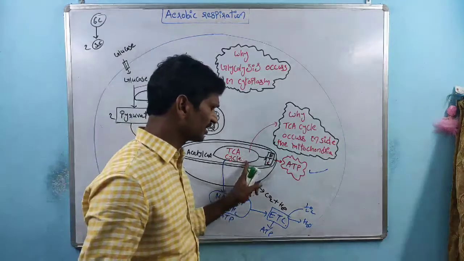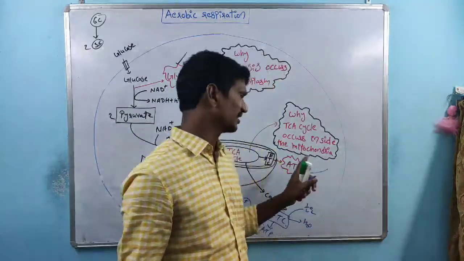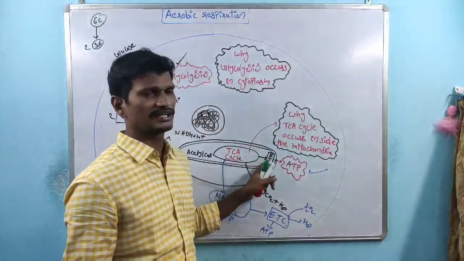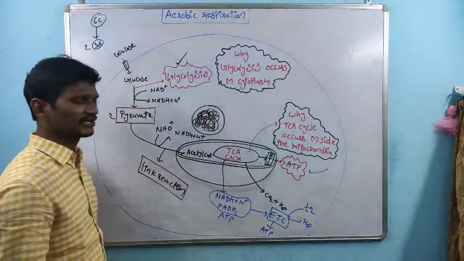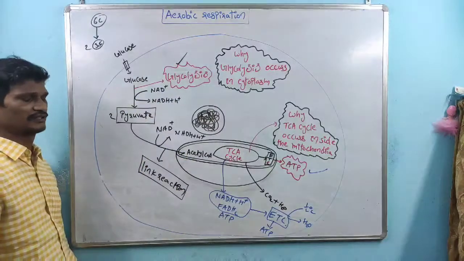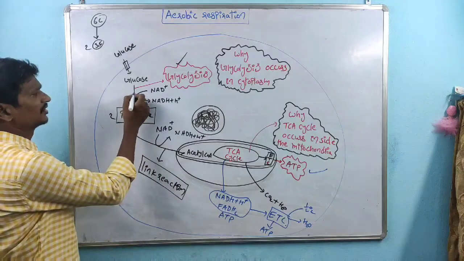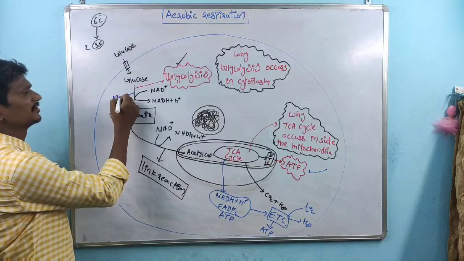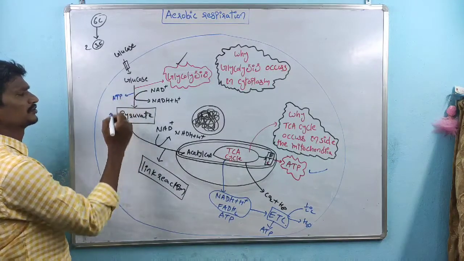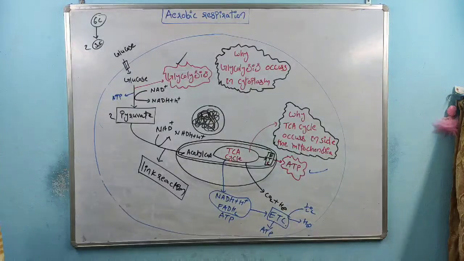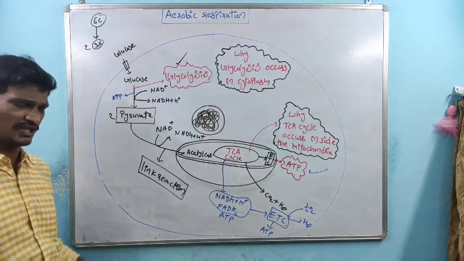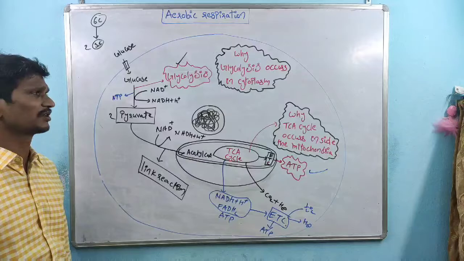So mitochondria are responsible for the TCA cycle and the electron transport chain, right? Mitochondria are responsible for ATP production, right? Within glycolysis also, ATP is produced, but a very minimum number of ATP molecules are produced. The term is called substrate level phosphorylation. I will explain what substrate level phosphorylation is.